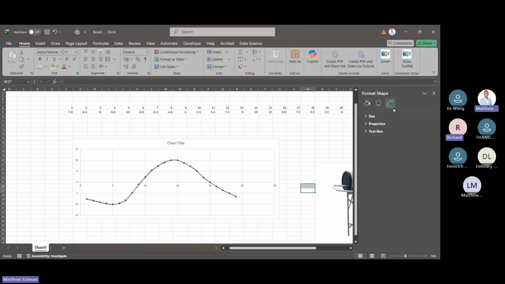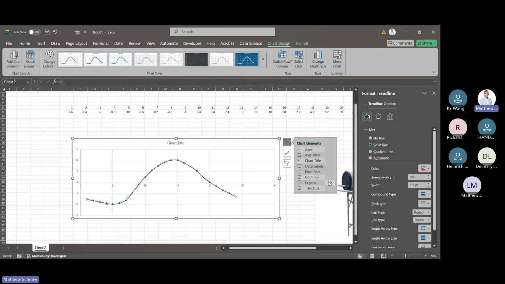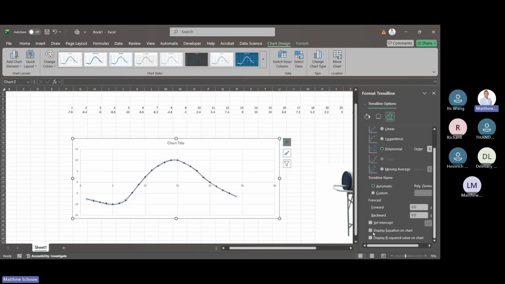Exactly matches the other curve. Now, this is the beautiful part. So then I click on the line again. I can go to more options. I go to the end and I say display equation on chart.